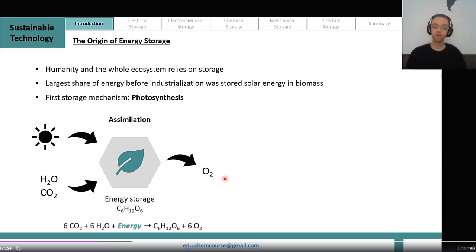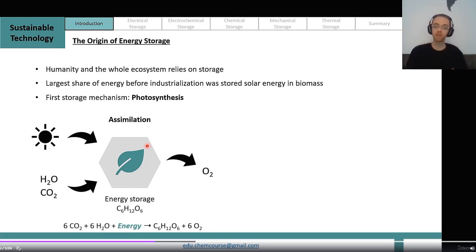So what we're doing is we're converting the solar energy into kind of sugars, into biomass. And here you again see the chemical formula. So we're basically using carbon dioxide and water together with energy from the sun in this case to produce this kind of glucose together with oxygen. Now we converted the energy from solar energy into basically chemical energy in the form of biomass.